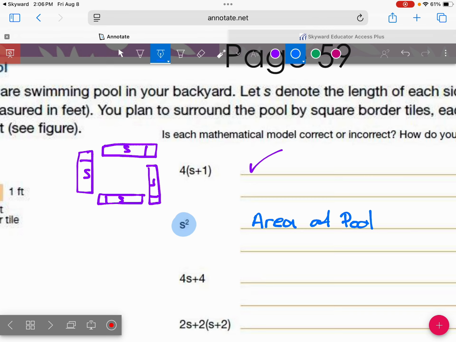So then we're trying to find out our border pieces. What if I have just 4 S's and 4 squares? Will that make the border of my pool? I have 4 S rectangles and 4 squares. Will that work? Yeah, it's all the same pieces, just including those squares. That one totally works.